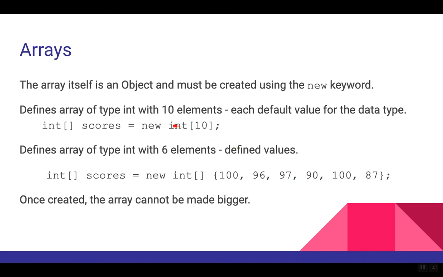Up here, when I create this, all of the elements are going to be 0 because I didn't initialize them to anything. Once I make an array, I can't make it any bigger. So if I make an array of 10, it's 10. I can create a new array and copy the values of the old array if I need to make it bigger, but I cannot change the length of an array once I've created it.